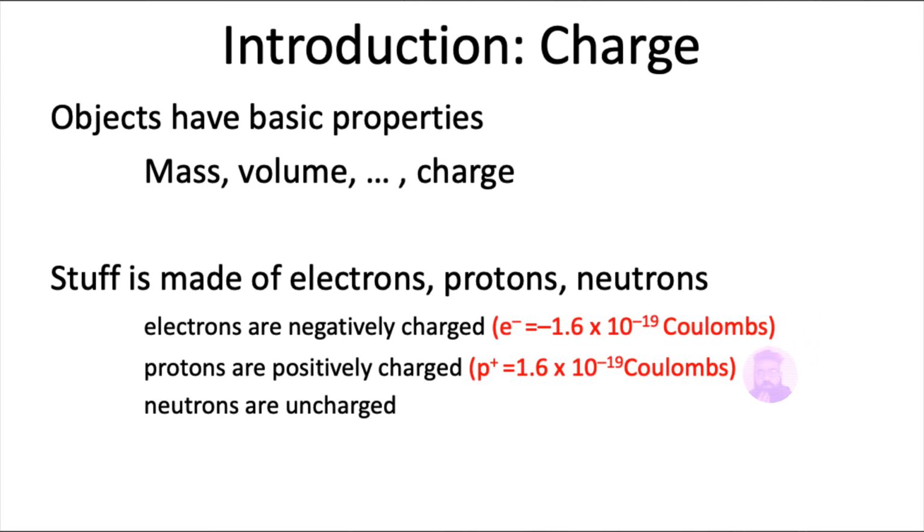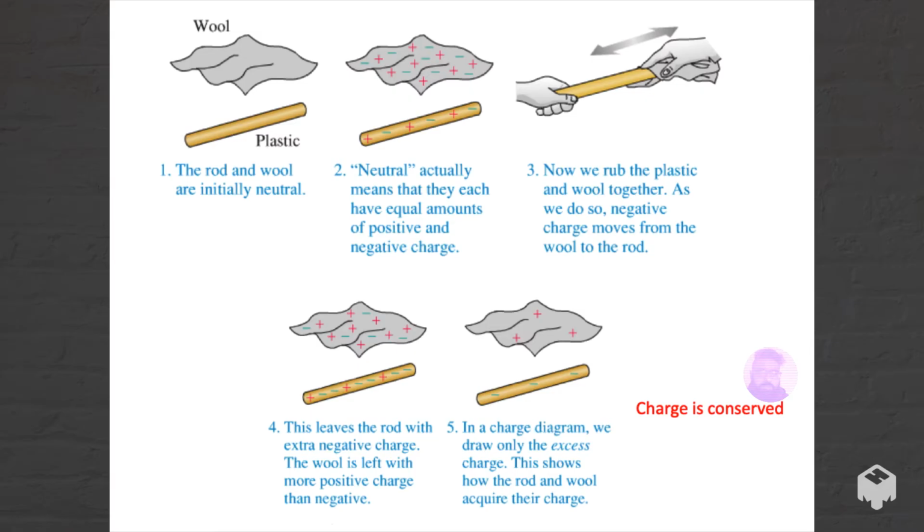This is a very small amount of charge. Nevertheless, there are many, many electrons in even a single gram of stuff. The number of atoms in 1 gram of stuff is about 10 to the 23. And each atom has tens of electrons, so there are many, many electrons. Nevertheless, most stuff around us is electrically neutral.